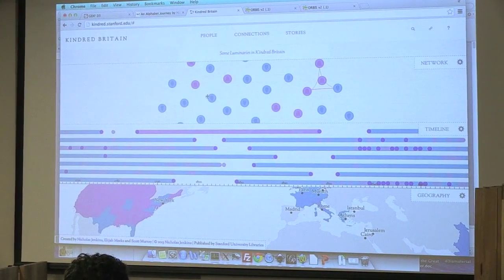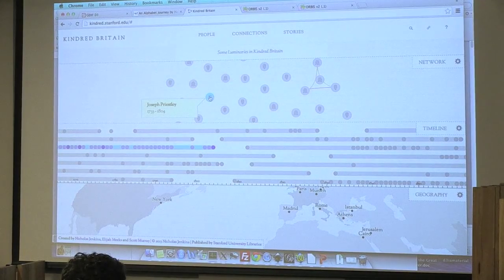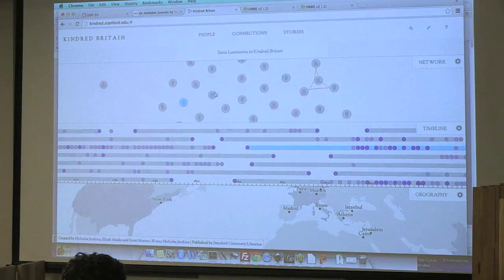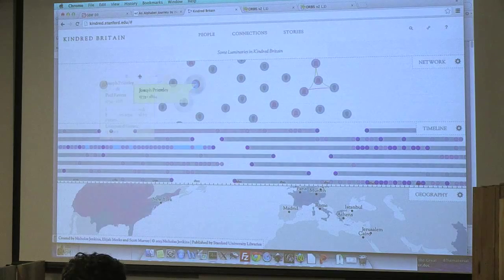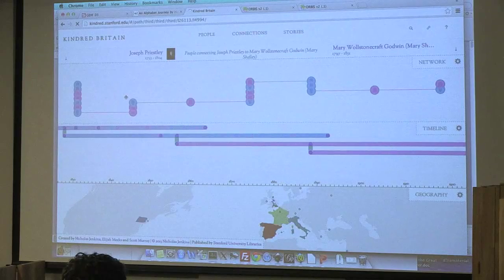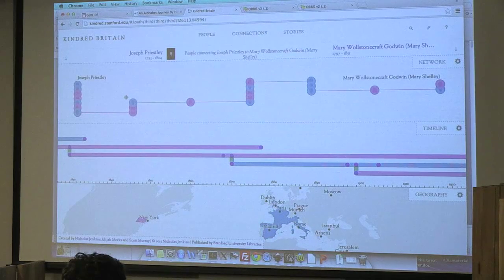So you have this interactivity between various British cultural elites like Joseph Priestley and Mary Shelley. So we could go over and interact with this model of British culture and look at how Joseph Priestley was related to Mary Shelley. And we could see the locations that they had in common based on where the events in their lives took place.